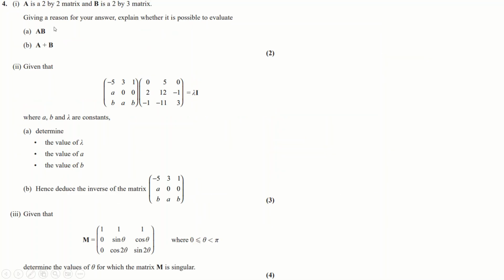Question number 4. So we have a matrix here, a 2 by 2 and a 2 by 3. Can you work out AB? Well, yeah, because this matches with this. So the columns of A match the number of rows of B. So we can do that. Can we add them? To add matrices, you need the dimensions exactly the same. So we don't have the same number of columns.